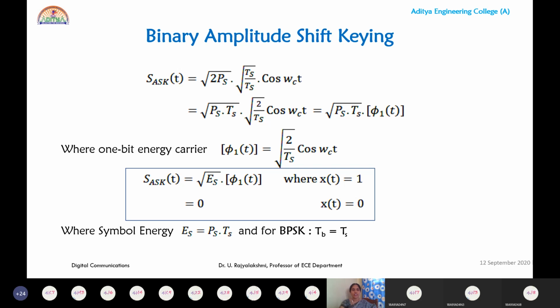But when the input data x of t is 0, there is no component present. So the magnitude is 0. Okay, so here always remember that symbol energy is equal to the product of power dissipated per symbol and symbol duration. And for the BPSK, bit duration is equal to symbol duration. Okay, this is how we can represent the ASK signal in terms of amplitude of carrier, in terms of power dissipation, and in terms of symbol energy.